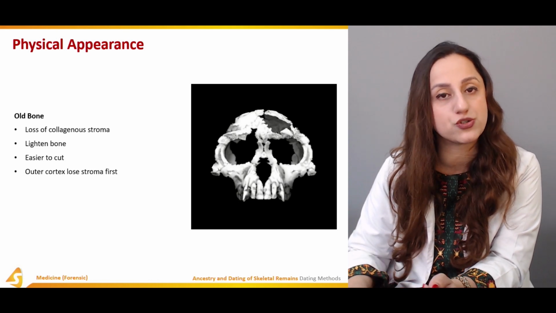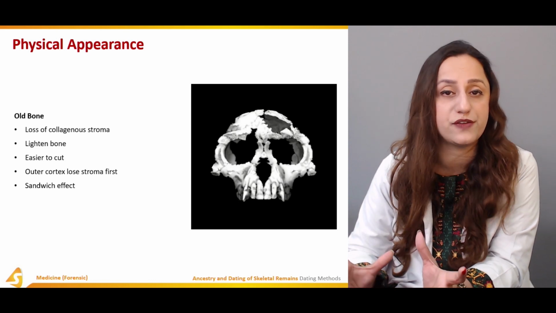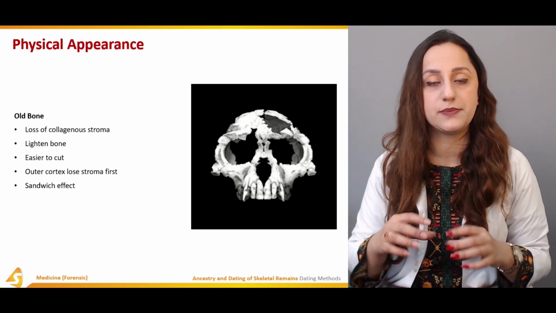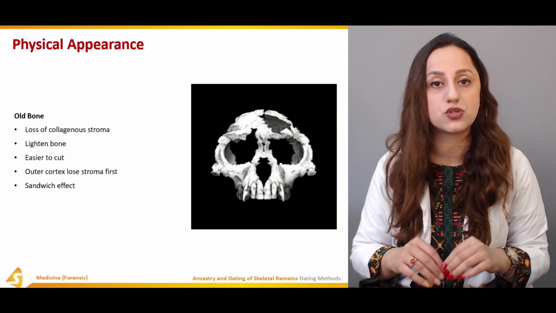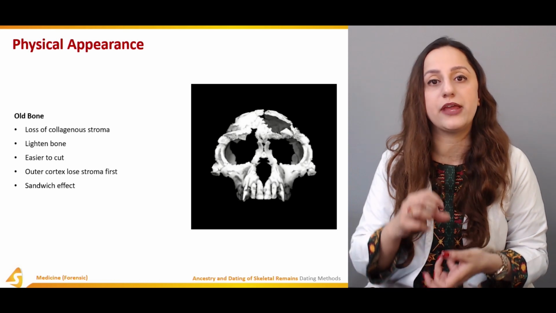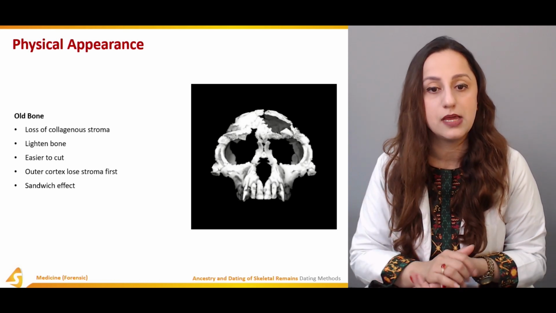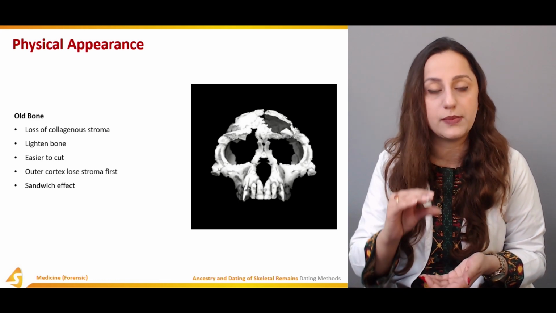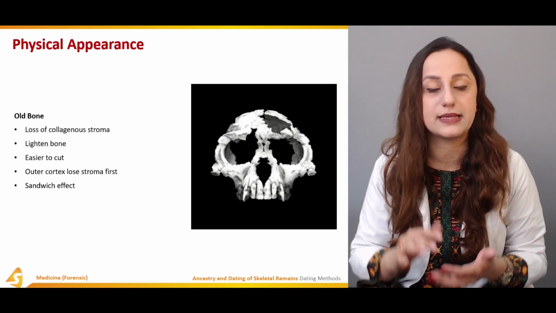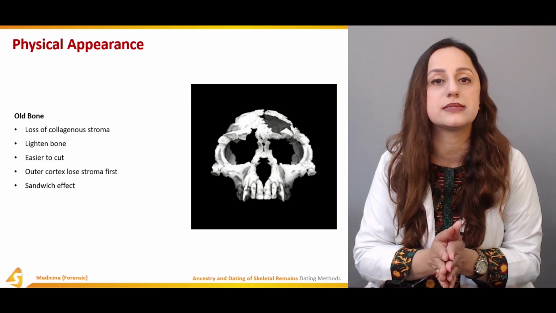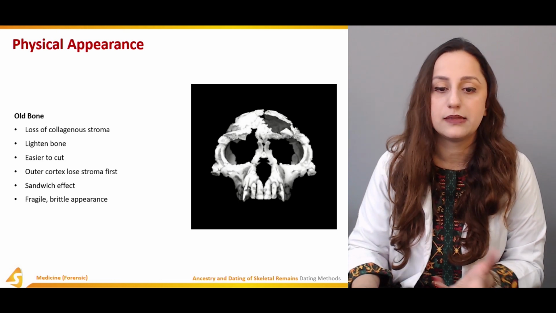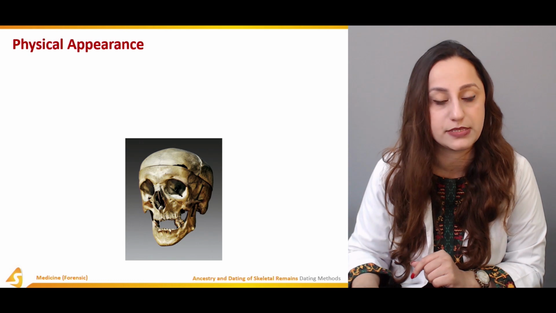The outer cortex loses the stroma first, and there will be a sandwich effect. When we say there is a sandwich effect, it corresponds to the presence of a harder material in between, and on either side there are more brittle and fragmentary remains. So it's a sandwich of the harder bone in between, and the softer fragmentary bones are on either side, up and down. That's why it's known as the sandwich effect that occurs as the bones grow older. They are more fragile and more brittle in their appearances.